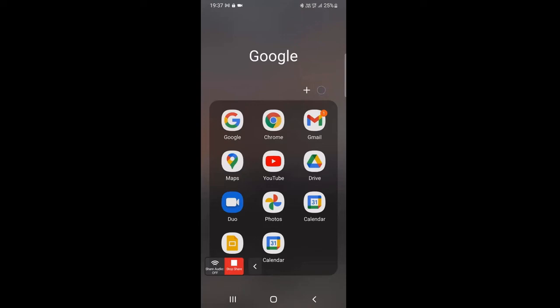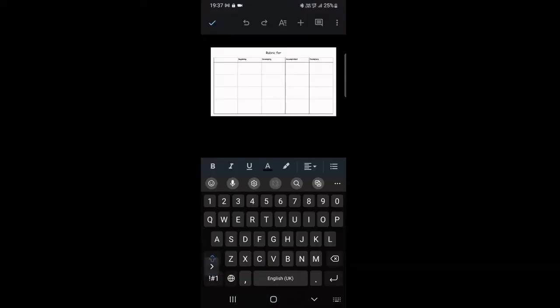Can you see it? Not yet. I think it will take a second. Okay. Very good. Yeah. I think it's asking me to provide permission. Okay. Just a second. Can you see it now? Yes, I can. Cool.